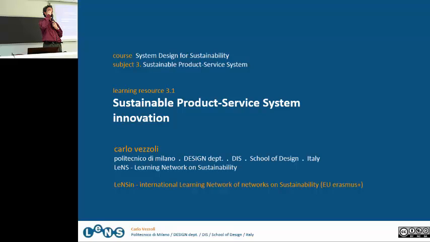So finally, we are going to speak about sustainable producer system innovation. This is, let's say, the core topic of our course, besides a few other things. Now we will go to the core of it, even though today's lecture will not focus on the design of the sustainable producer system. We will see this in the next lecture.